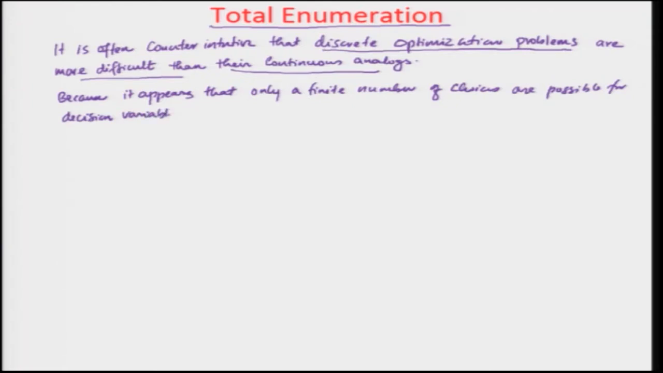A finite number of choices are possible for decision variables, hence should be easy. So, you think that in a continuous problem, the variable can take an infinite number of choices, any value is possible, whereas in a discrete problem, only a finite number of values are possible for the decision variables. Hence, it should ideally be easy, but it is actually counterintuitive because it is not easy.